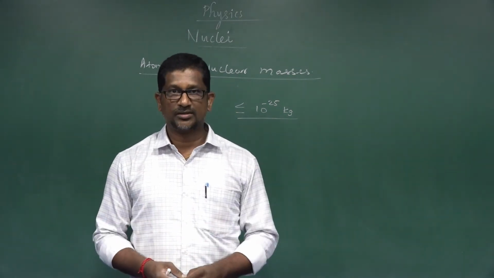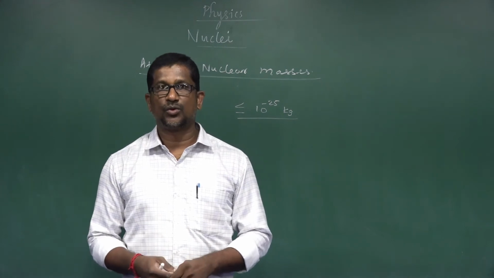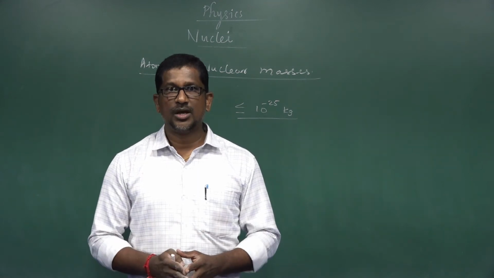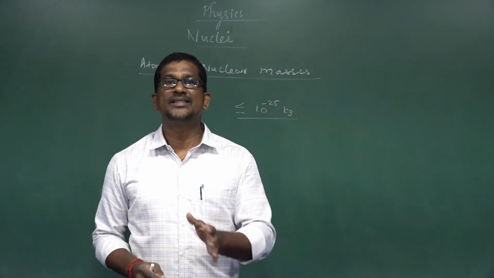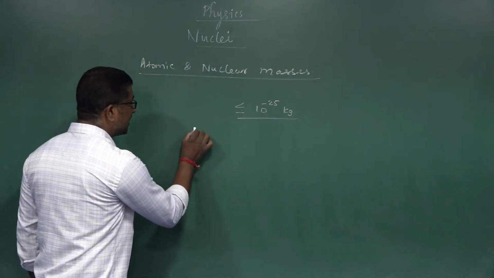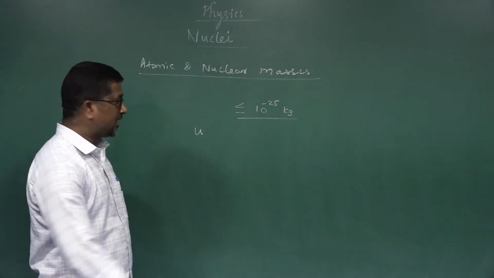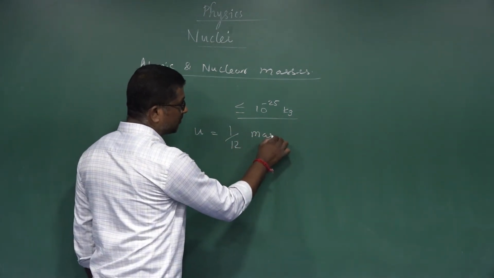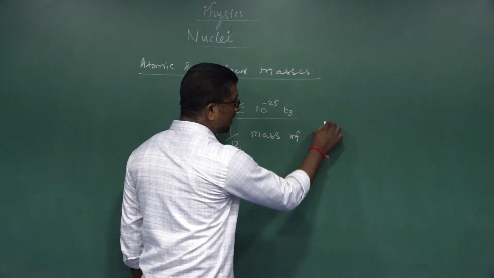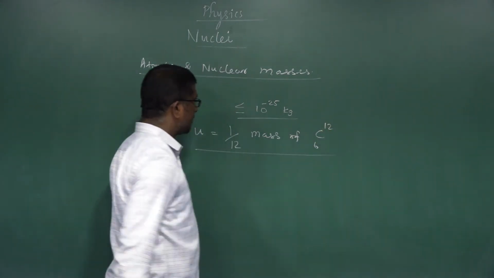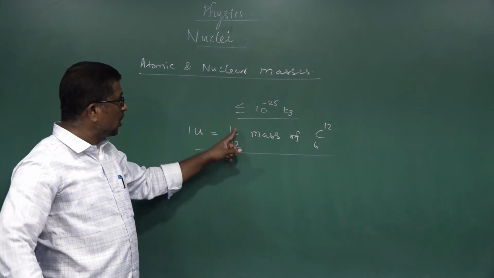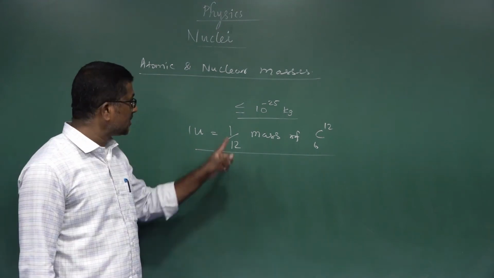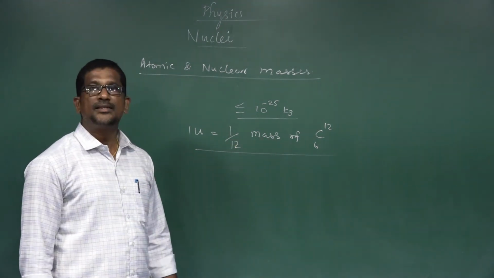express the mass of the nucleus. Right. What is meant by atomic mass unit? Atomic mass unit is nothing but 1/12 of mass of a carbon-12 atom. Atomic mass unit is represented by small u. One atomic mass unit is equal to 1/12 of mass of a carbon-12 atom, or one atomic mass unit is defined as 1/12 of mass of carbon-12 atom.